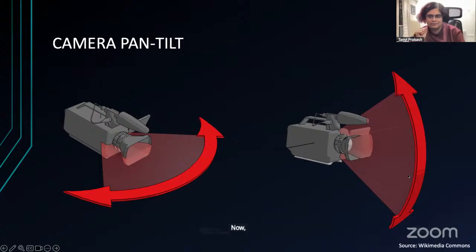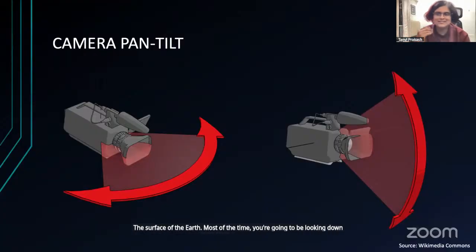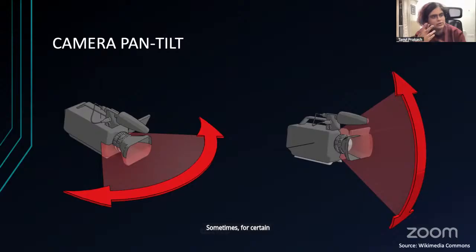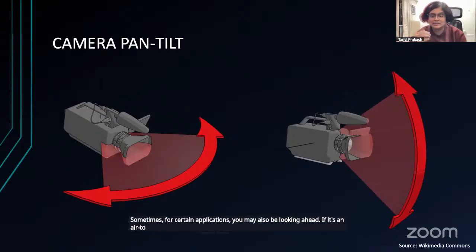Now, in a UAV, you're flying above the surface of the earth. Most of the time, you're going to be looking down. Sometimes, for certain applications, you may also be looking ahead if it's an air-to-air combat scenario or some air-to-air refueling, something like that.